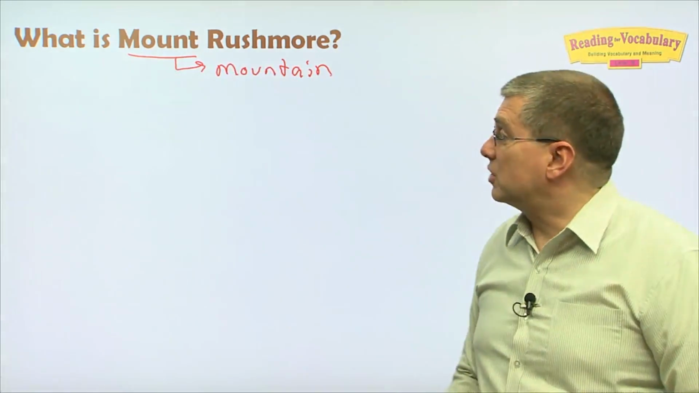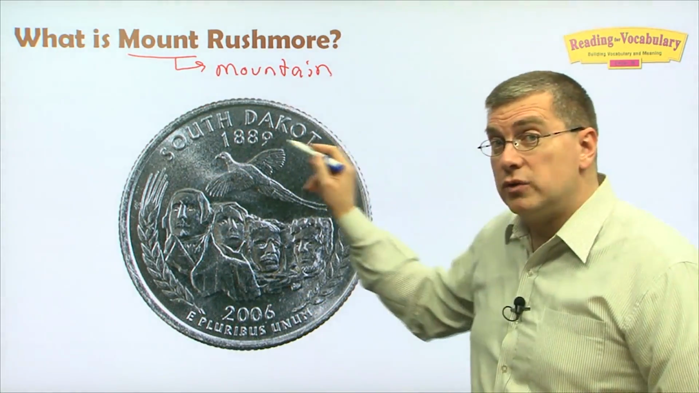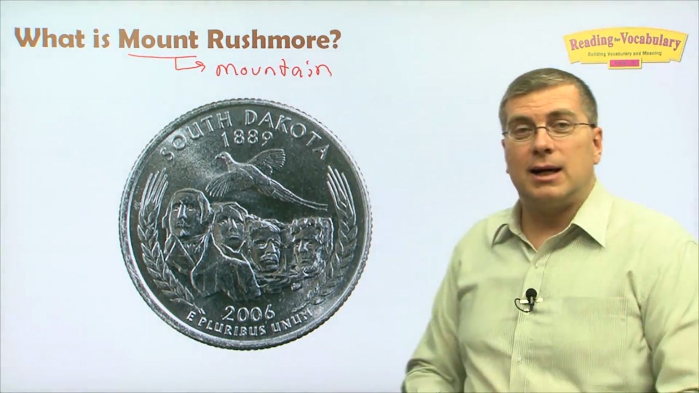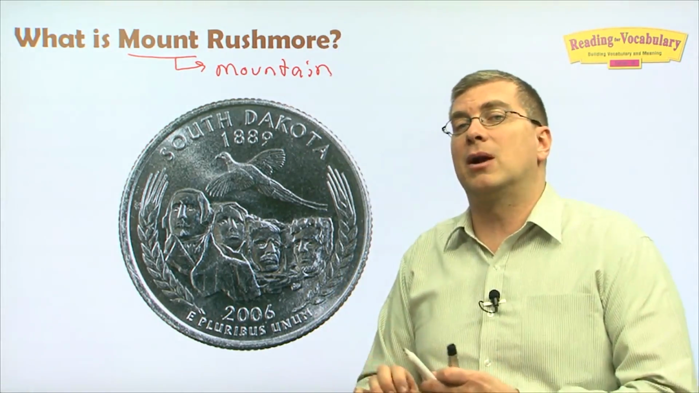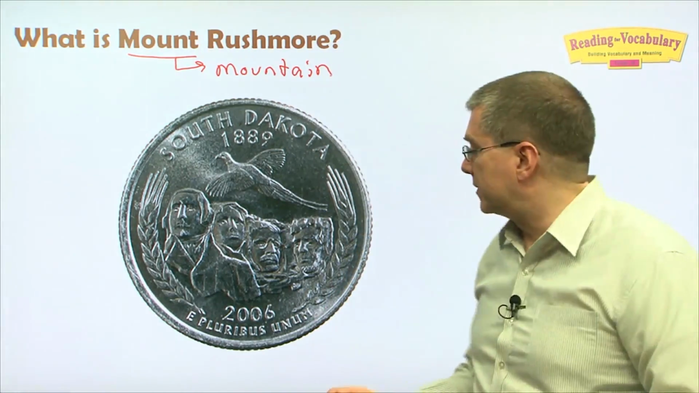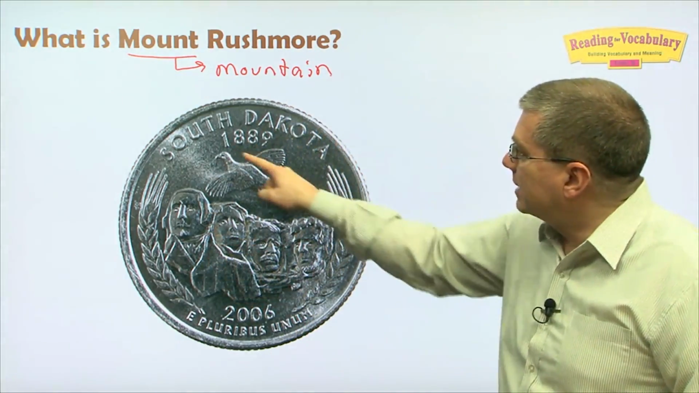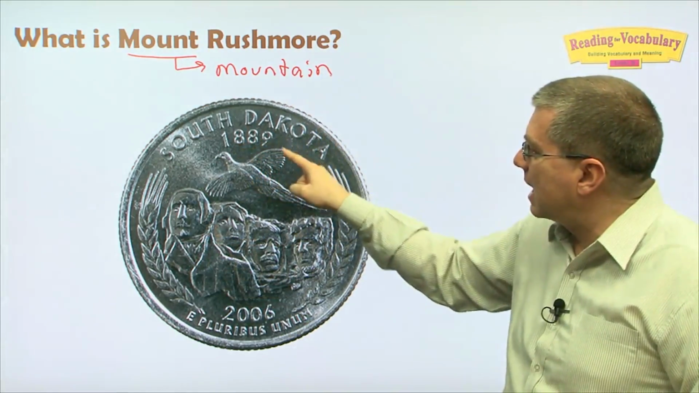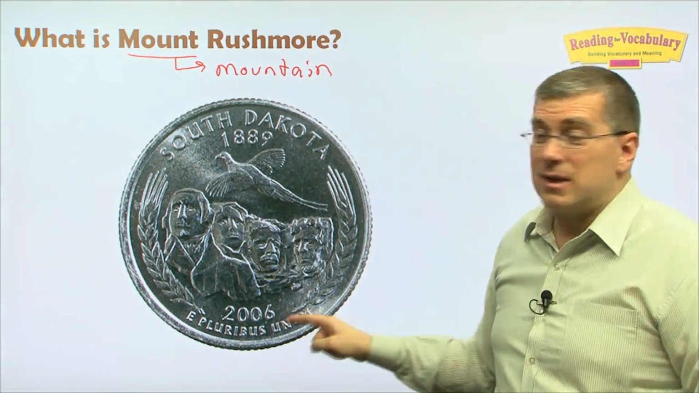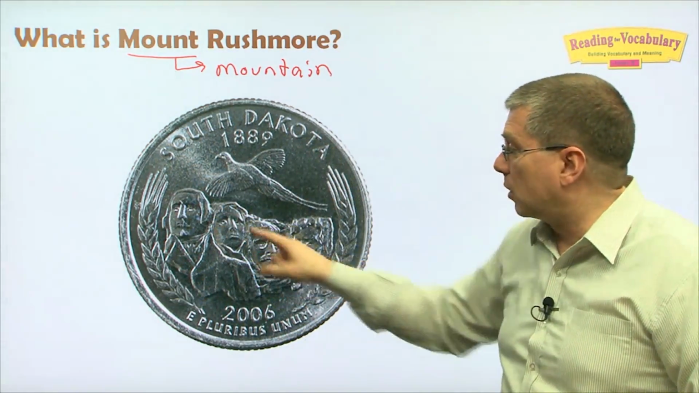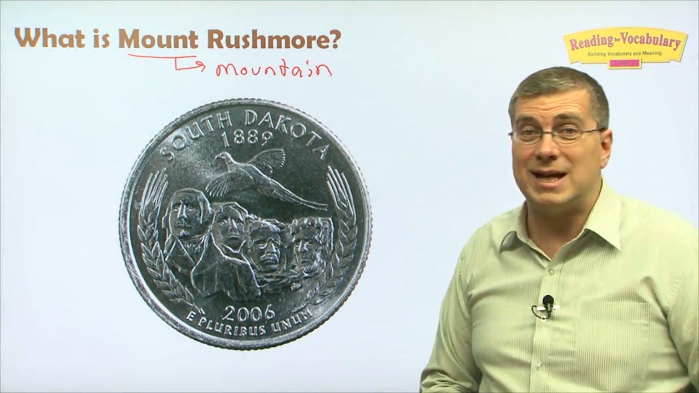Here are some more pictures of Mount Rushmore. This is a coin that's used in America. It's a coin that shows famous people or places. Many coins in America will do that. They're special coins. This coin here shows Mount Rushmore. Look at the date, 1889. This coin is very old, but it celebrates the making of Mount Rushmore. And we can see the four faces here. We'll talk about those four faces in the reading.